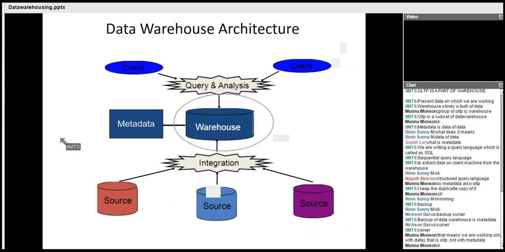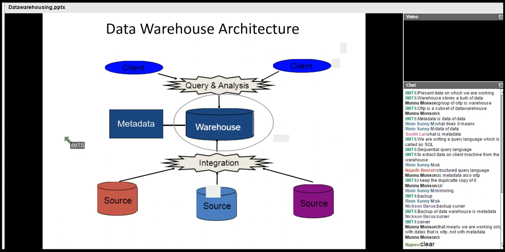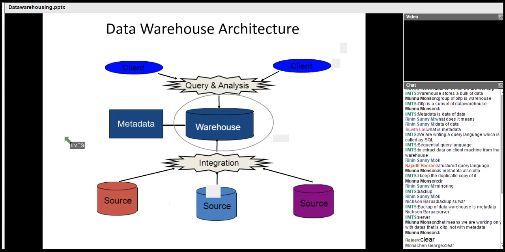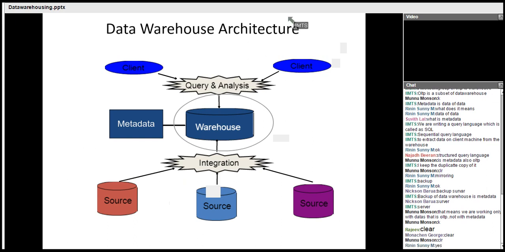Is it clear to all, this diagram? If you understand the concept which I am telling you, it's very easy for you to understand data warehouse and databases. If you have any doubts, you can ask me right now.